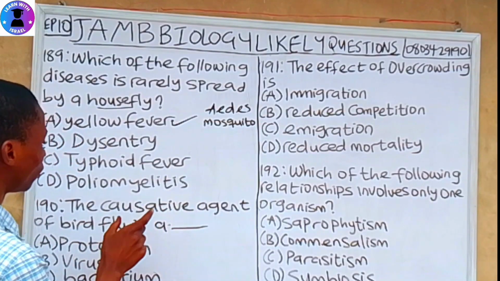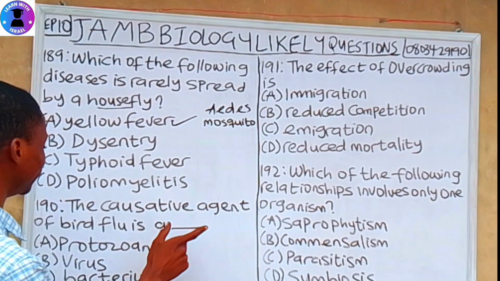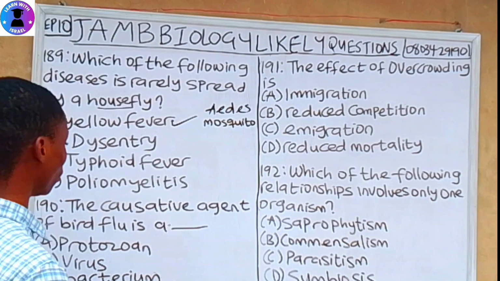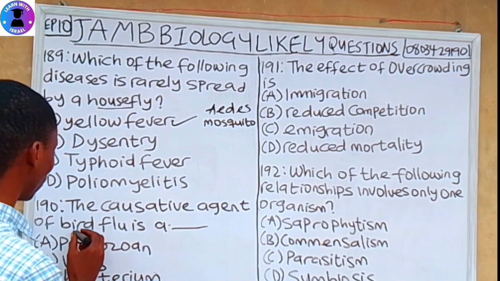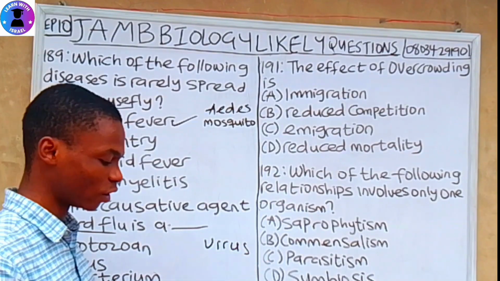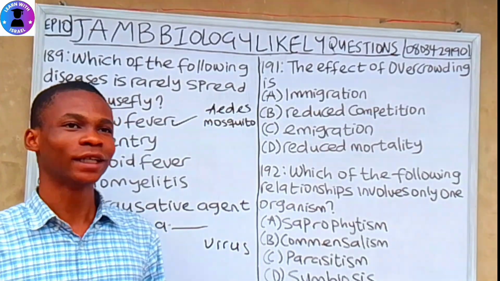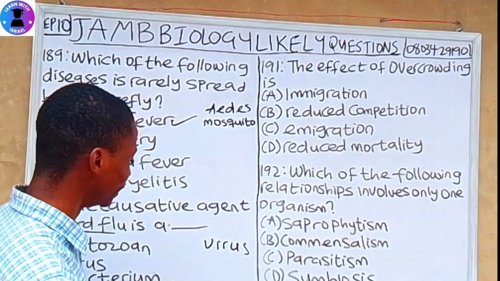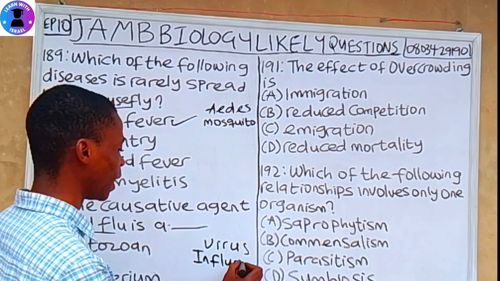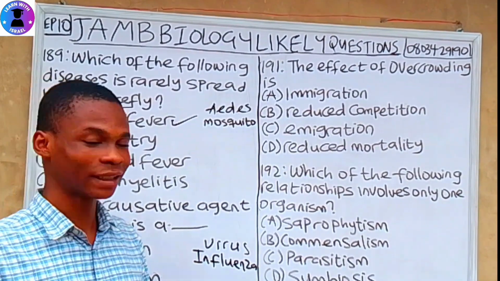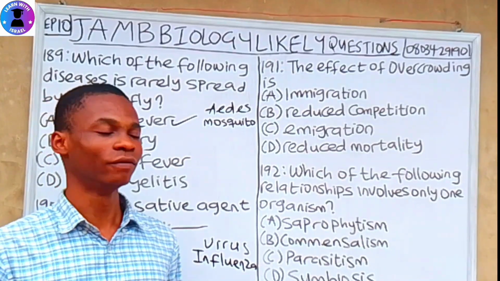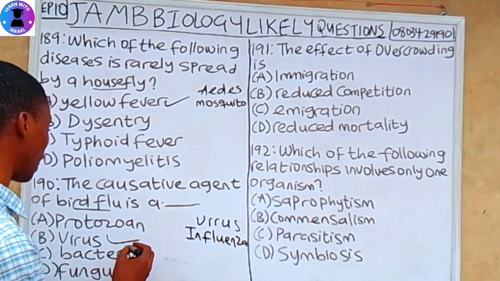Question 190. The causative agent of bird flu is a dash. A. Protozoan, B. Virus, C. Bacterium, D. Fungus. So the causative agent of bird flu is virus, and not just any virus. It is a type of virus, and the name of the virus is influenza virus. The influenza virus is the causative agent of bird flu. Virus is the correct answer.